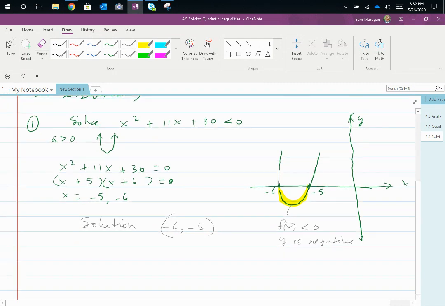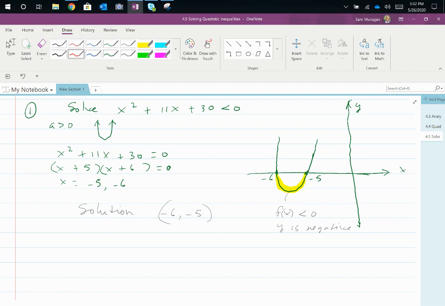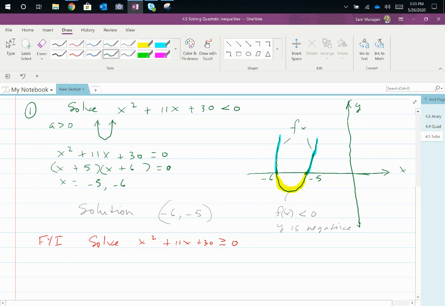Now, let's say that this question was worded differently and we were asked to solve x squared plus 11x plus 30 greater than or equal to 0. Then they would be talking about the portions of the graph that are above the x-axis. Those portions have y values that are positive. So f of x is greater than 0 for those. And this greater than or equal to says we're including -6 and -5.